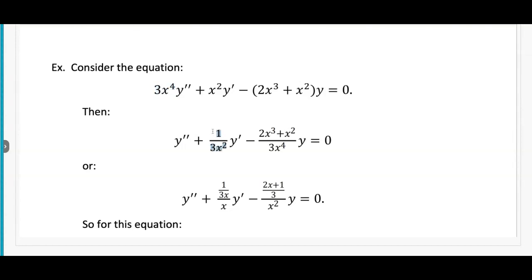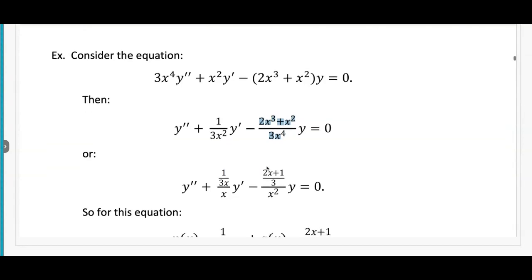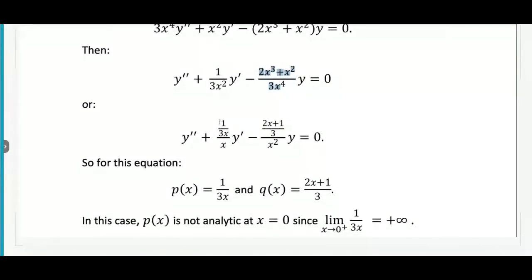So now we get capital P of x, which is this, and capital Q, which is the negative of this term. If we want to rewrite, we can rewrite this way, right? Because 1 over 3x squared can be written as 1 over 3x, then divided by x again. Same thing for this: 2x plus 1 divided by 3, then divided by x squared, right? Because this can be simplified.